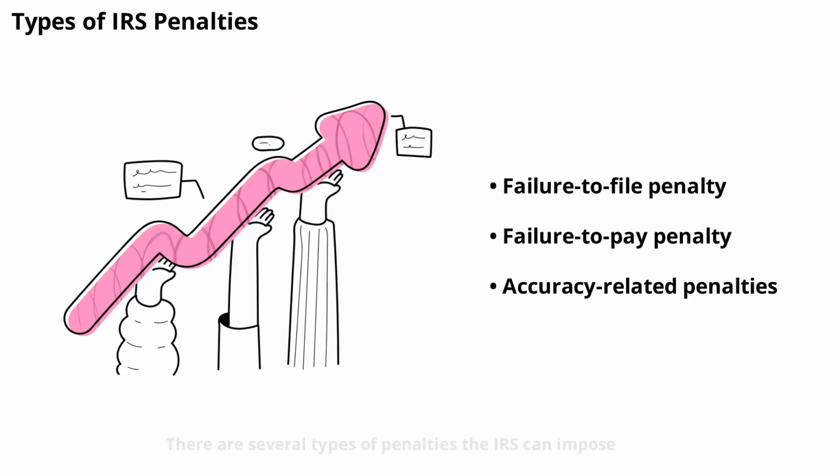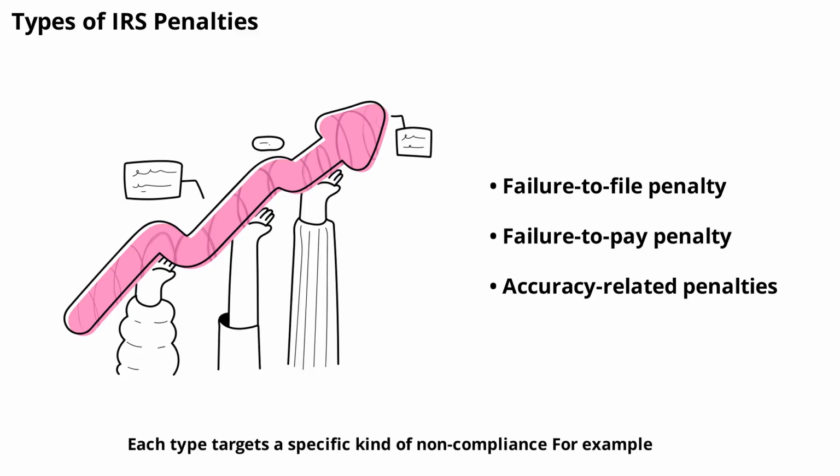There are several types of penalties the IRS can impose. The most common include the failure to file penalty, the failure to pay penalty, and accuracy-related penalties. Each type targets a specific kind of noncompliance. For example, filing your return late triggers one penalty, while paying your taxes late triggers another. Understanding these distinctions can help you avoid unnecessary charges and stay compliant.